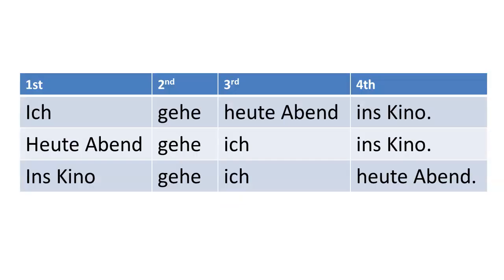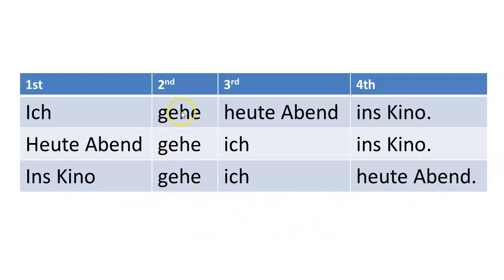So here are your possibilities. This was the first sentence. Ich gehe heute Abend ins Kino. I can move the heute Abend. If I want to emphasize that, I can move it up to the first position. So literally, this evening, I'm going to the movies. Heute Abend gehe ich ins Kino. If I want to move this element here, to the movies, into the first position, I can do that also. So I can say ins Kino, Entschuldigung. Ins Kino gehe ich heute Abend.